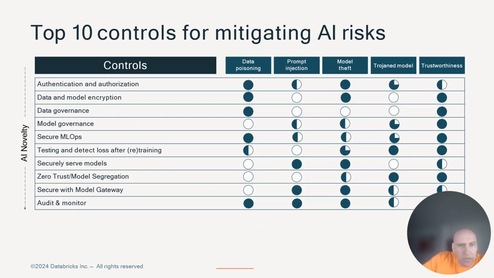Now, again, we're looking at top controls for mitigating AI risks. It's showing the coverage of the top 5 risks we talked about. If you look at specific controls, you can see where there is an overlap from, for example, auditing and monitoring. We have an overlap between 3 or 4 risks. We talk about trustworthiness, Trojan models, model theft, prompt injection, and data poisoning. So there's quite a lot of overlap for you guys to explore.